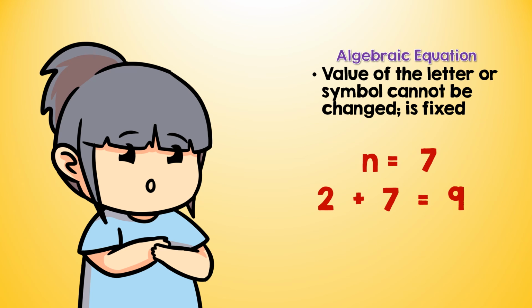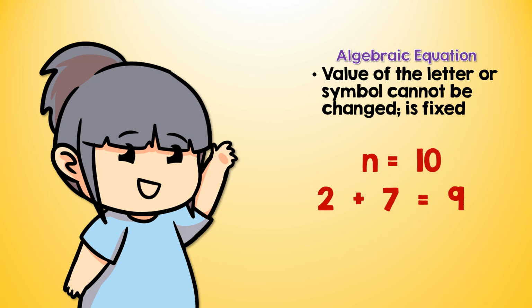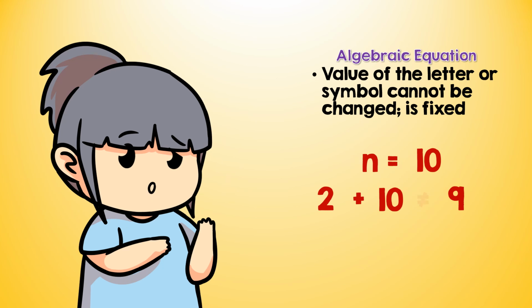But this isn't always the case, because if we say, for example, n has the value of 10, we replace n with 10, so 2 plus 10 is 12, meaning that is not equal to 9.